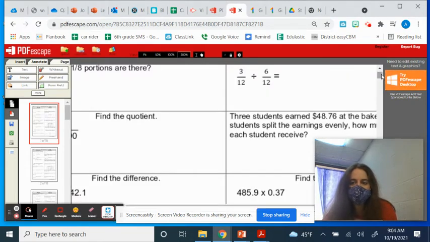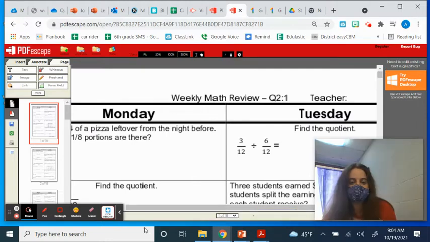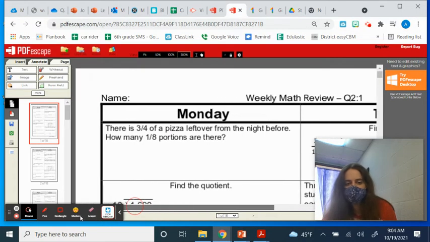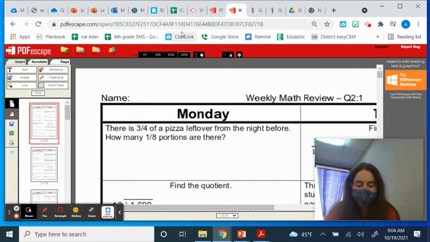So I want to look at this really quick. I really don't think there's that much that we need to go over for Monday. There's 3/4 of a pizza left over. How many portions are there? I don't want the answer, but what are we gonna do? How are we gonna solve it, Jacob?